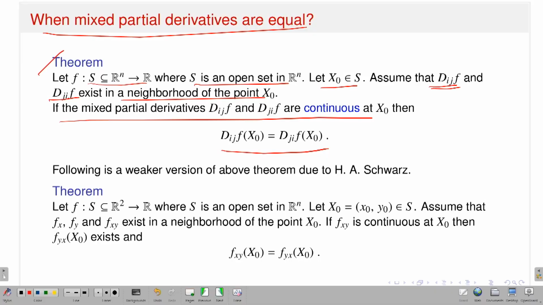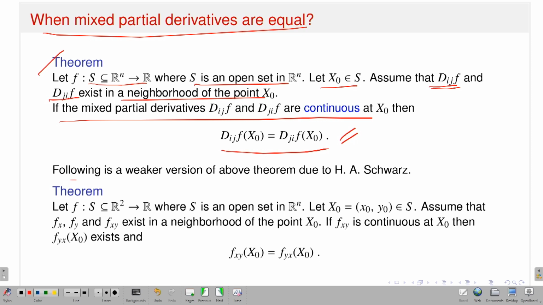Okay. So this is your theorem. It says that if I have a function f from S, a subset of Rn, to R, where S is an open set, and a point x naught, and suppose the mixed partial derivatives dij and dji exist in a neighborhood of x naught, and on top of that the mixed partial derivatives are continuous at the point x naught, then they are always equal. That is called the mixed derivative theorem.